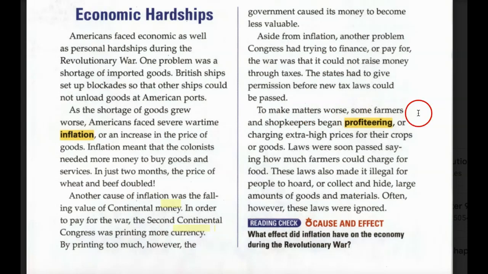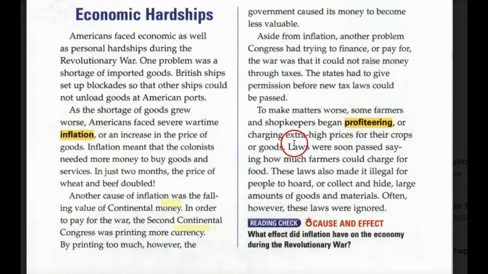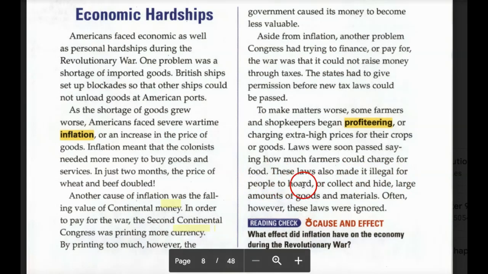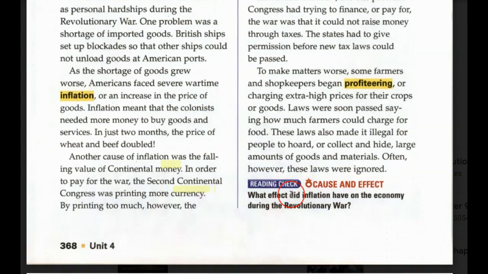To make matters worse, some farmers and shopkeepers began profiteering, charging extra high prices for their crops or goods. Laws were soon passed saying how much farmers could charge for food. These laws also made it illegal for people to hoard or collect and hide large amounts of goods and materials. Often, however, these laws were ignored. What effect did inflation have on the economy during the Revolutionary War?